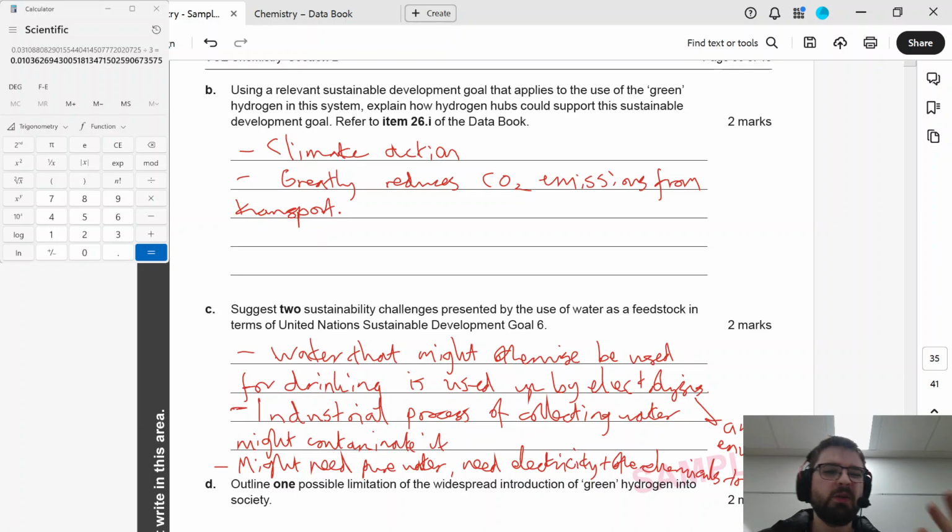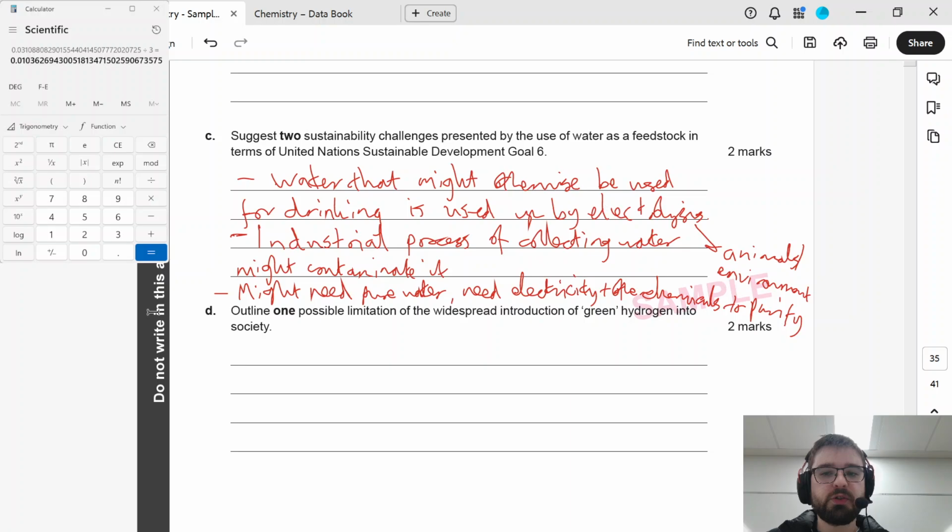Again, I don't know whether they're classifying that as a sustainability challenge in the sense that I'd want to be just putting water into this. I don't want to be putting other chemicals in with it, so I'd want to purify the water first. You could say that the purification process, like flocculation or whatever, is going to require the use of other chemicals, so therefore, if those chemicals are unsustainable, then the overall process is unsustainable because of that. One possible limitation of the widespread introduction of green hydrogen into society.